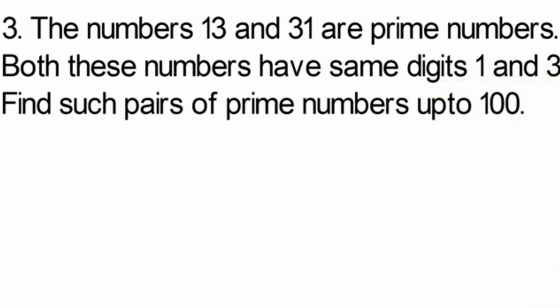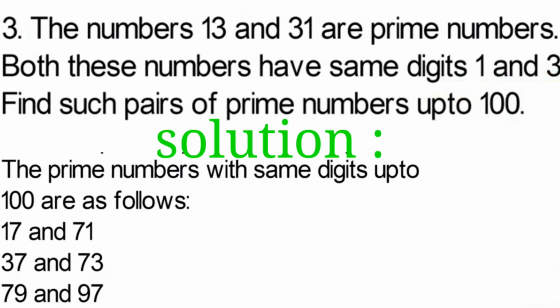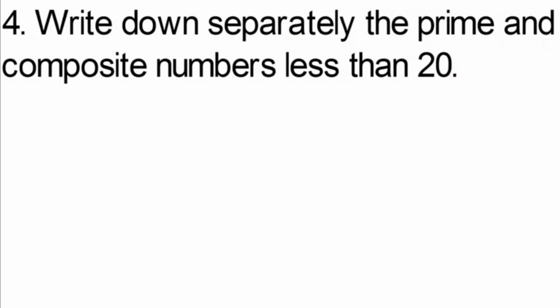The prime numbers with the same digits up to 100 are, suppose I take 1 and 7. Using 1 and 7 I am making 17 and 71. They are both prime numbers. Yes. 37 and 73. 79 and 97. Only these pairs we can make up to 100. The rest would be composite numbers only. Got it, students? Very simple.